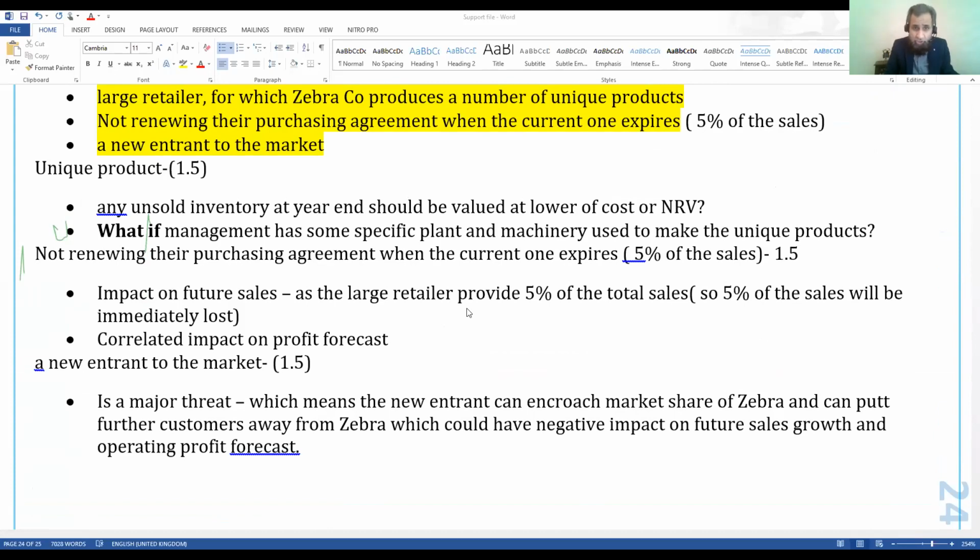Very good answer, Shivani. Discuss with Zebra management any potential customers in the pipeline with which negotiations are already going on, in the absence of the large customer. Very good, very good. So some of you are giving very good procedures, right?